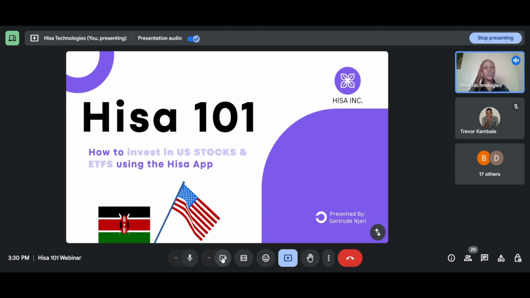In today's session, we'll be going through how you can invest in US stocks and ETFs using the Hisa app.